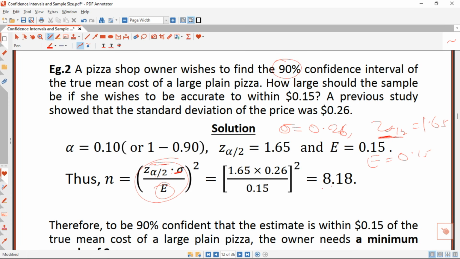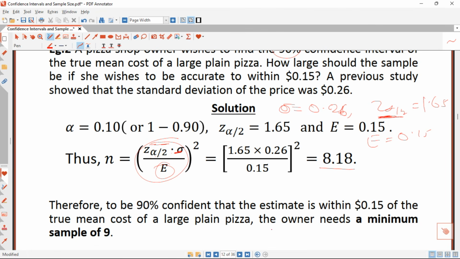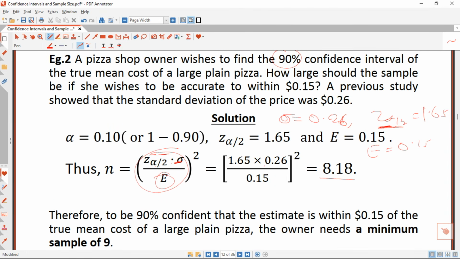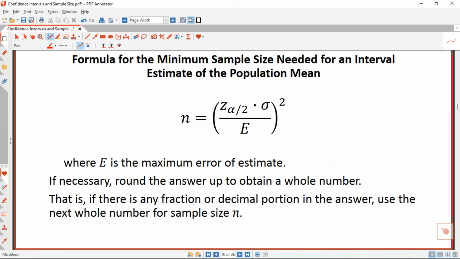As I said, we cannot leave our n as a decimal. We have to round it to the nearest whole number, and we get 8. So that is how the sample size calculation is done.